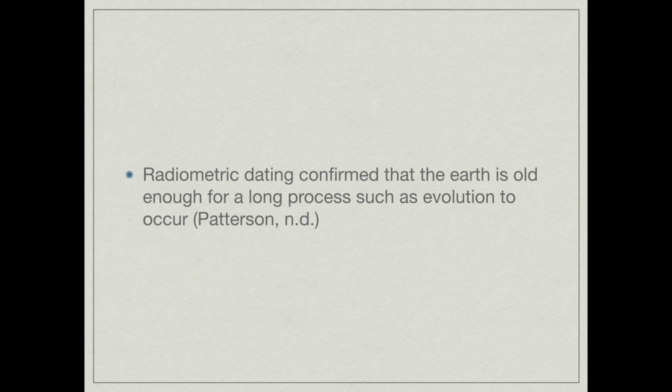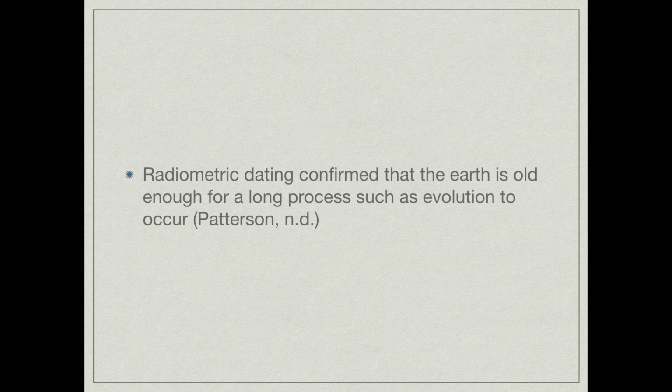In 1956, it was announced that the Earth was 4.5 billion years old, as determined by radiometric dating. This news was a very big deal to the world of science, because it confirmed that there was plenty of time for evolution. It made the theory of evolution more commonly accepted.